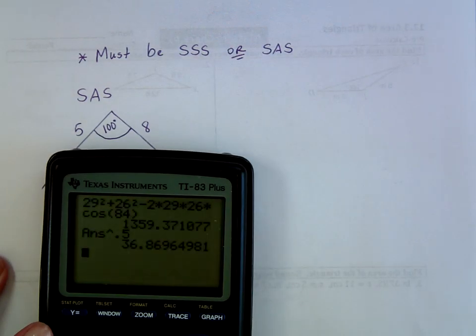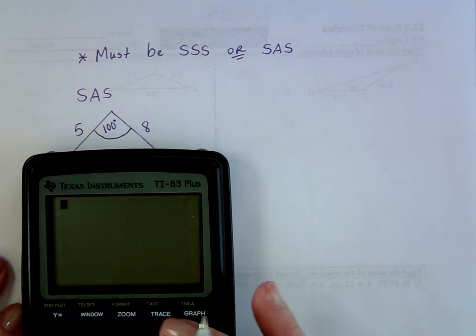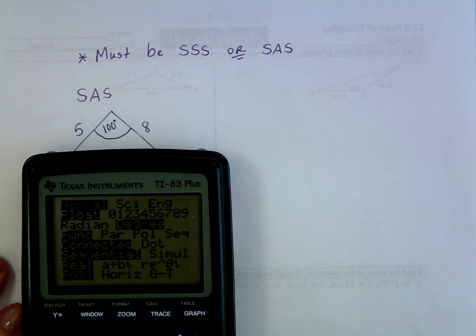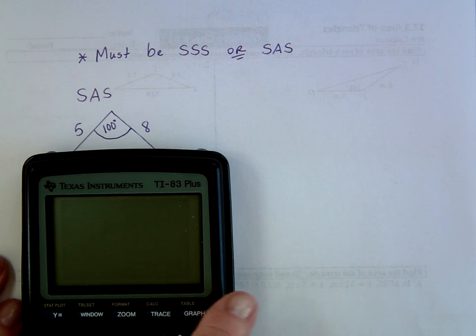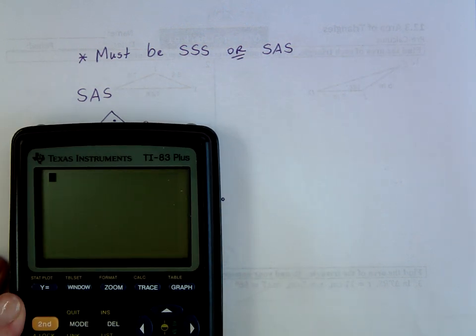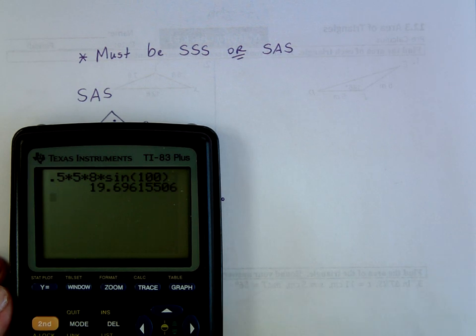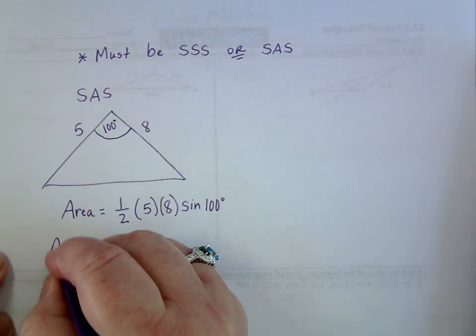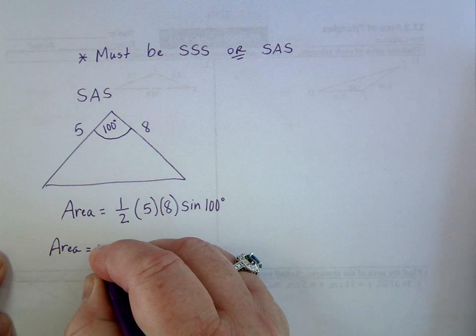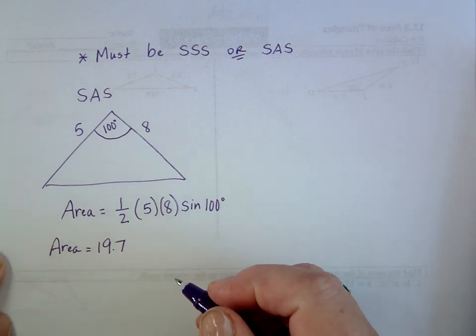If I go to my handy dandy calculator, I want to make sure that I am in degrees, and I am. And so I'm going to put in my formula. It is going to be 1/2 of 5 times 8. I'll use 0.5. 0.5 times 5 times 8 times the sine of 100 degrees. And putting all that in my calculator gives me an answer of 19.7. So my area for this triangle is 19.7, and then it's whatever the units are squared.